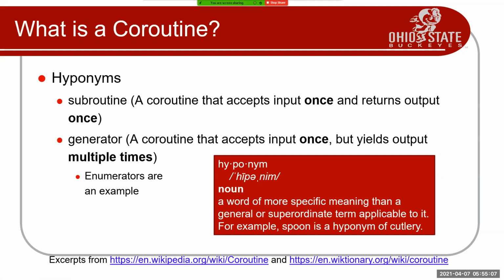Versus a generator, where you execute it and it continually provides output. So this is our enumerator, or iterator in Java. In a foreach statement, it's going to yield a new result every time we ask for that iterator to move forward. So coroutines are an even more general version of these two.